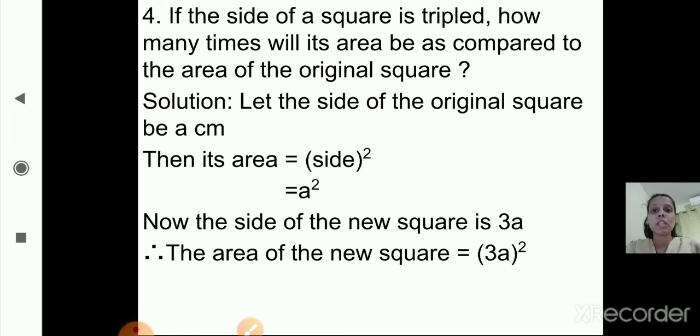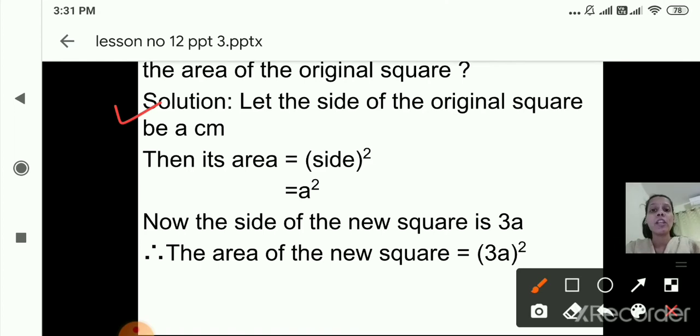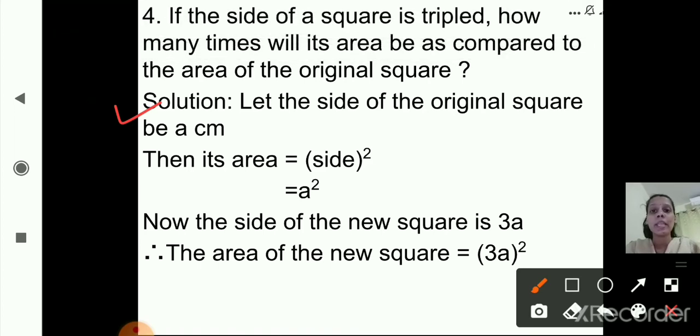So first, what will we do? First we'll find out the area of the original square and then we will find out the area of the new square. Then we can compare these two areas. Okay, so in the solution, first let the side of the original square be a centimeter. So we will consider it as a centimeter. What is a? Side of the original square. Okay, so what is its area?